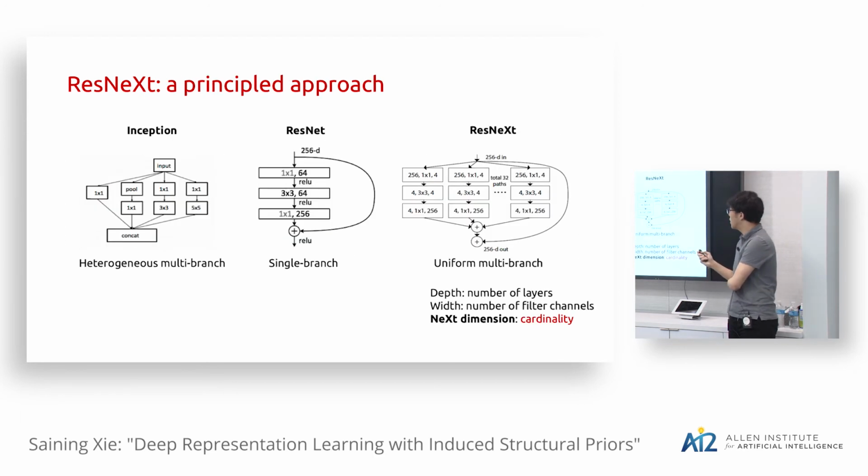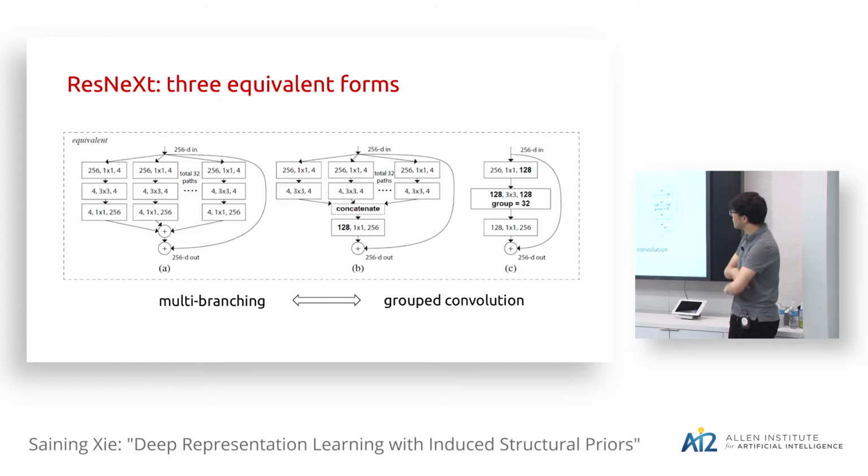One thing I want to mention is that because we have this uniform multi-branching, this next dimension, cardinality, will be a factor that can be isolated and studied. So you can freely tune the cardinality numbers, and you can see the trade-off between depth, width and cardinality. So it's a good thing to have uniform multi-branching here.